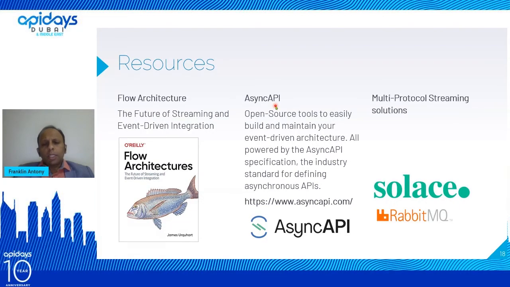And finally, all of this streaming is possible with the necessary tools, and there are various streaming solutions that are being built. There are multi-protocol streaming solutions gaining popularity. Solace is one among them that provides a multi-protocol message broker. RabbitMQ, an open source strong contender, also provides streaming across various protocols.